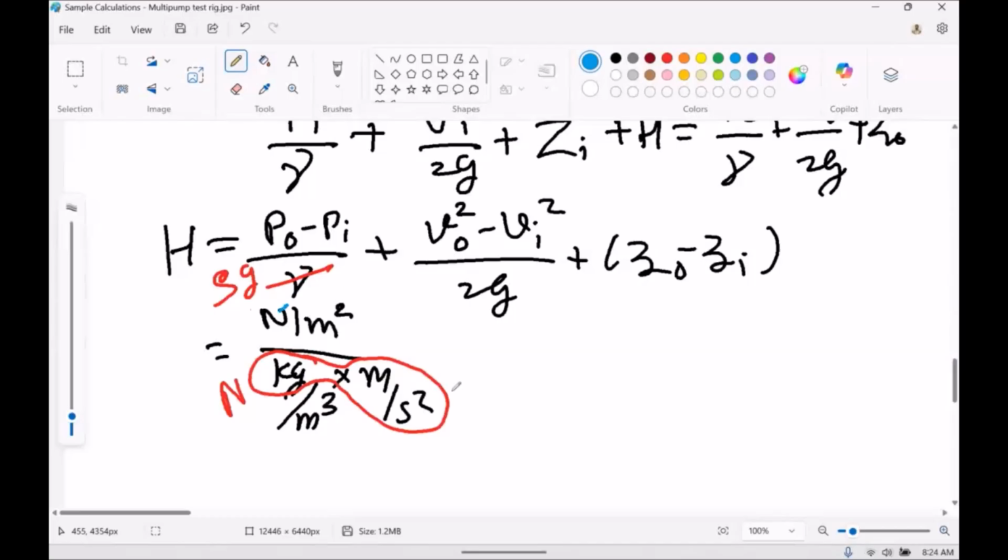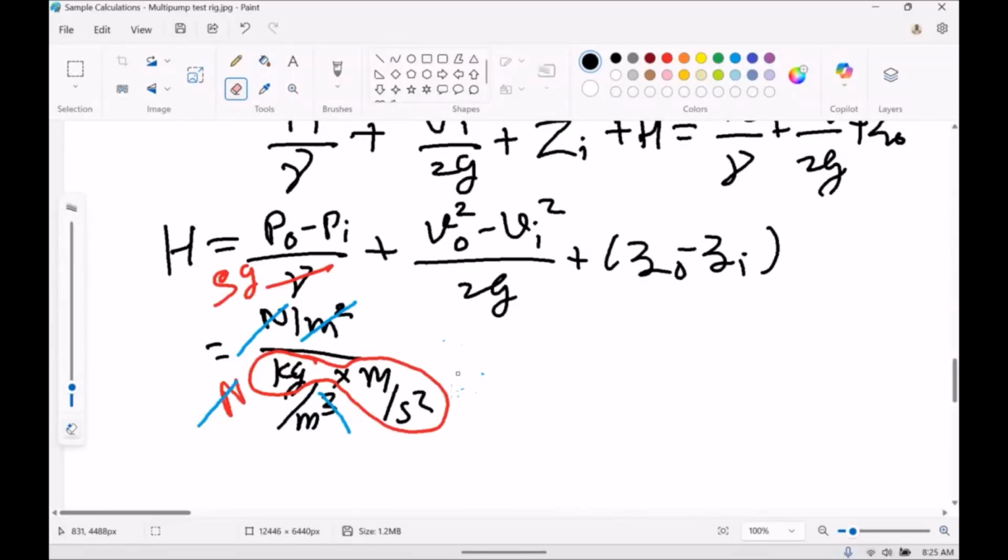The Newton per meter square get cancelled, and this meter cube and meter square get cancelled, then the unit is meter. So the unit of the Bernoulli's equation, this question is asked in interviews. The pressure energy, it is a head, pressure head is expressed in meter, and the Bernoulli's equation is expressed in meters of water, meters of fluid, and this is the unit of the energy, pressure energy.